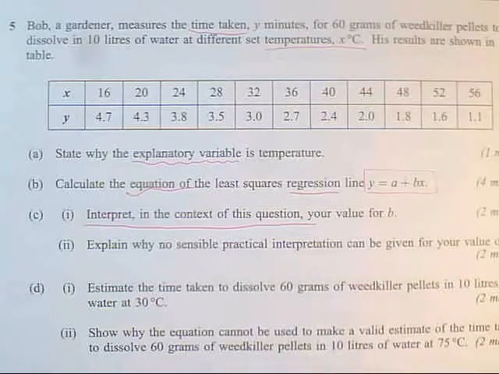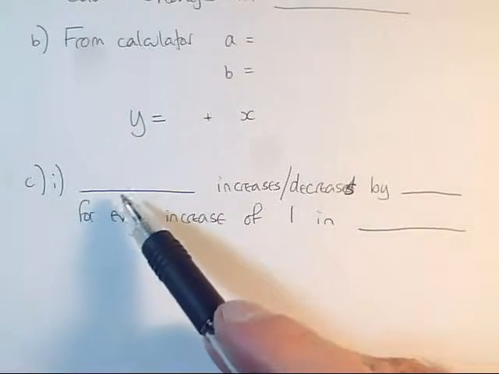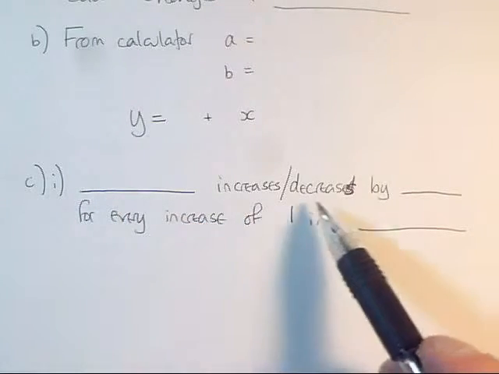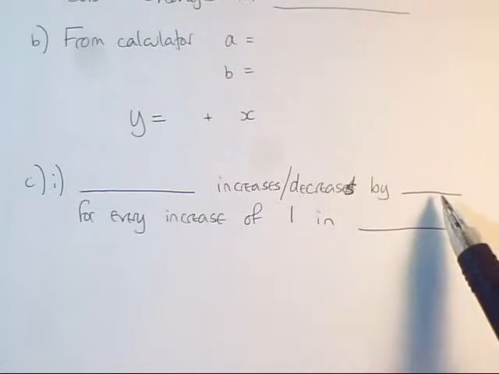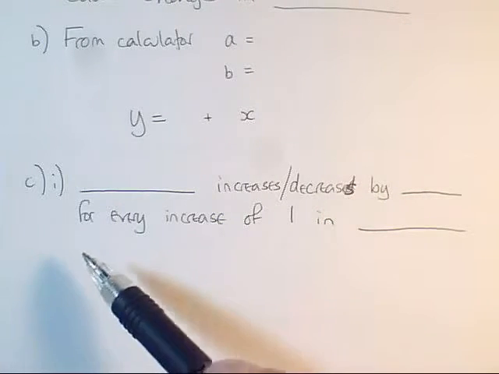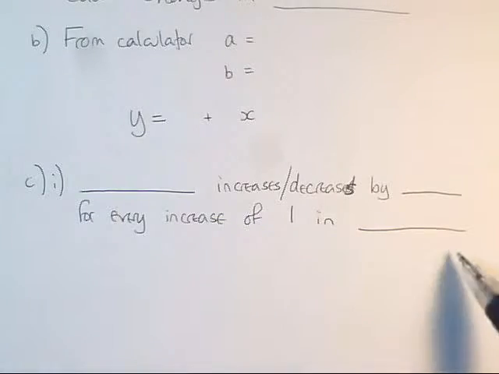Okay, so that's how you word part C1. So you're going to say something increases or decreases, choose which is more relevant, by some amount, so quote the actual number, for every increase of 1 in the other variable. Get the variables the right way around.